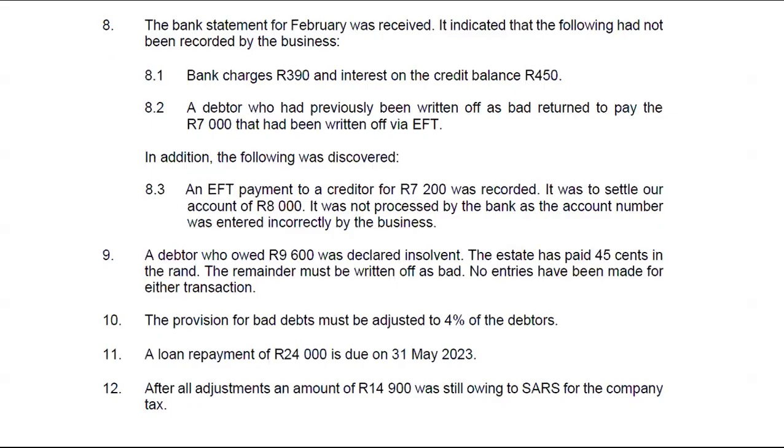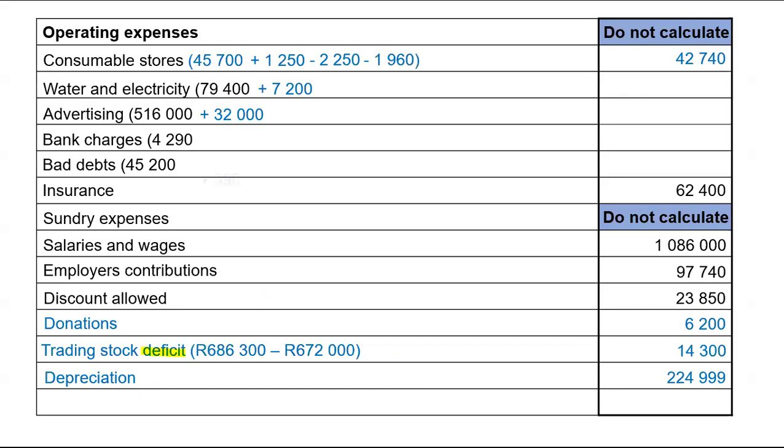Now it says the bank statement for February was received. Okay, bank statement's about cash, all right? So if we had bank, this will also affect our bank account. It indicated the following had not been recorded by the business. Okay, highlight that. Bank charges is an expense. So you're going to go to operating expenses and look for bank charges and add that.